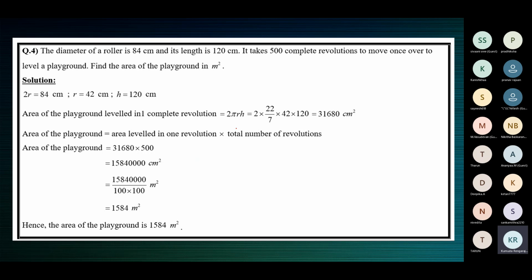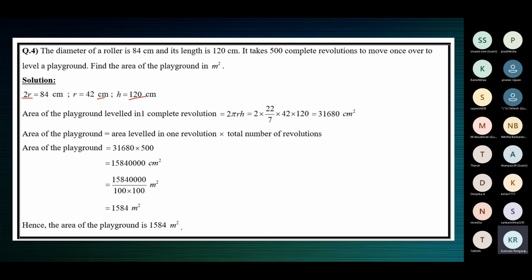Is it fine, children? Yes, ma'am. See, we say 2R, you can write D also. You can also write D, the diameter, is equal to 84 centimeters. Not that you should write 2R. 2R is equal to 84, so R is equal to 84 by 2, 42 centimeters. Height is given, the length.